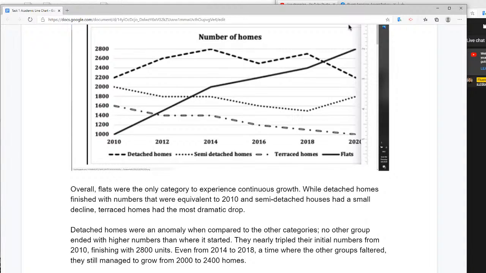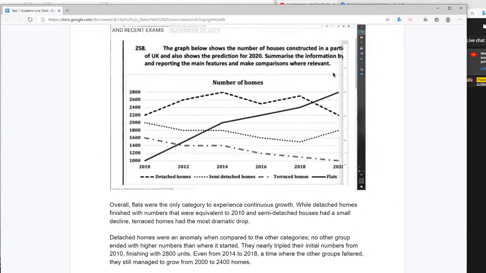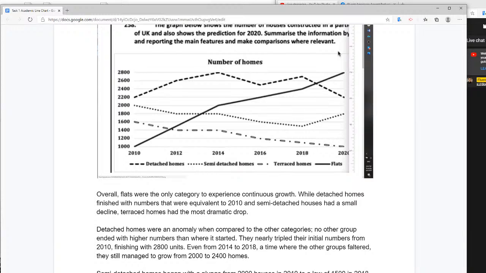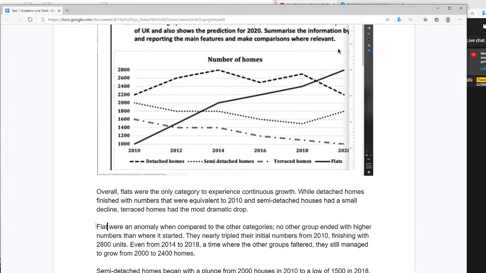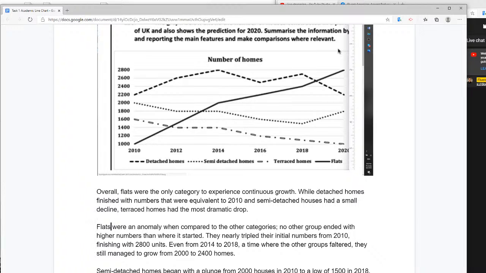Okay, so we've gotten 3, so now we just need to do one more. Ooh, look at me. This is why it's always good to check. This category that I wrote here is not quite right. We're just talking about flats. Okay. So let's adjust this. Flats were an anomaly.